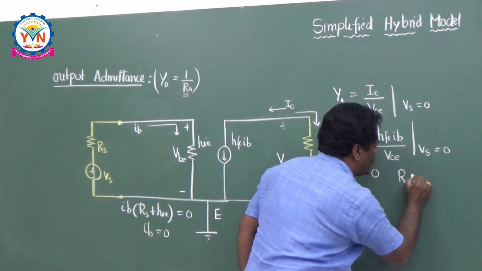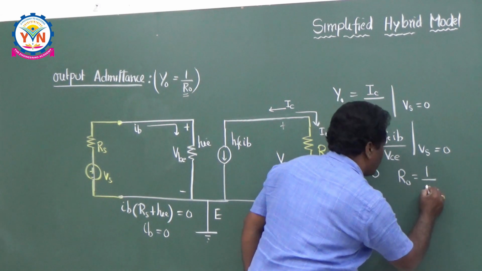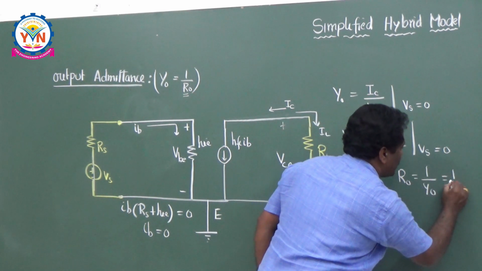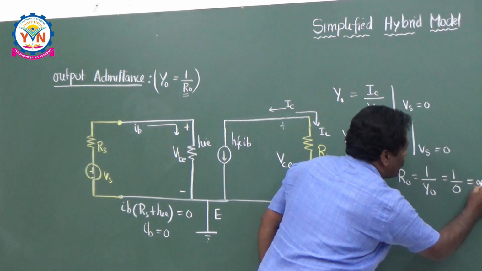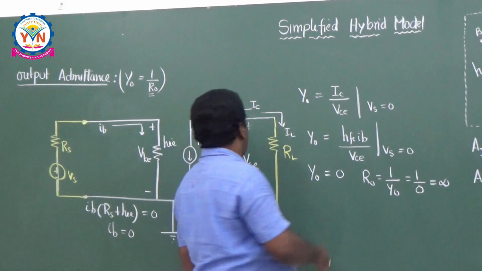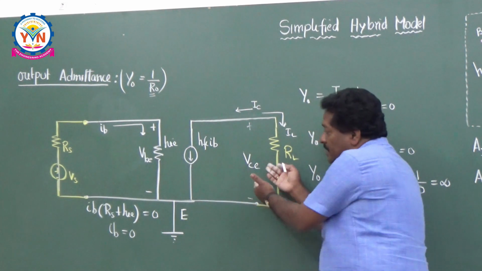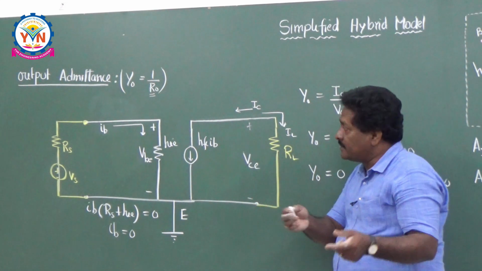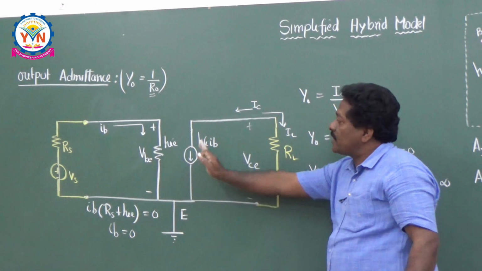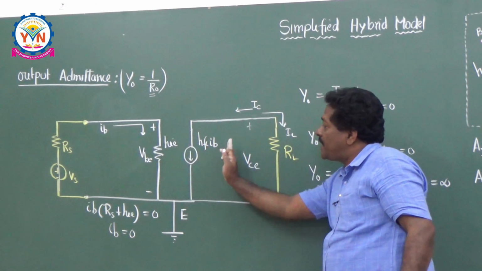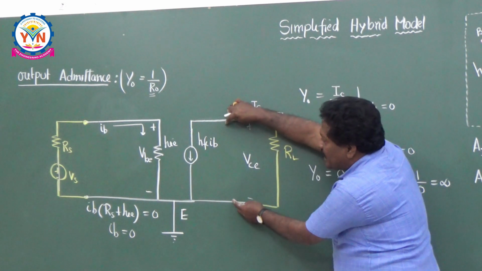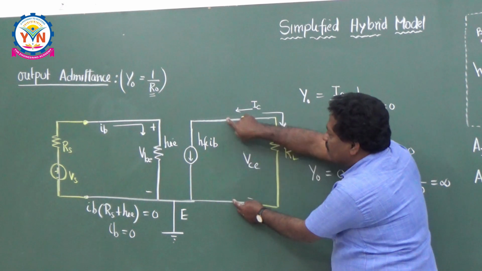Output impedance is equal to 1 by Y0, that is equal to 1 by 0, which is infinity. So, the output admittance is zero. Very simple. Without calculation also you can tell the same result. It is a current source. A current source always has a resistance in parallel with it. In parallel you are having an infinite resistance. That's why it is open circuited.